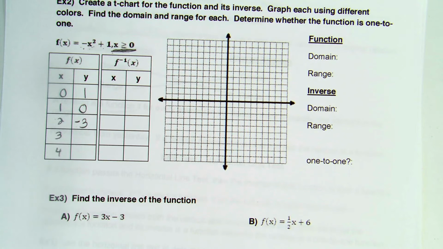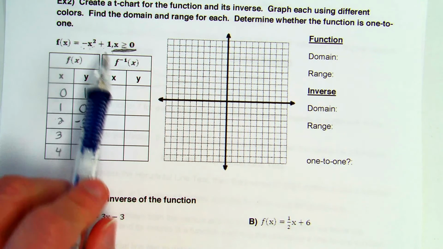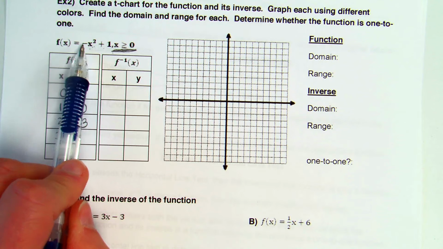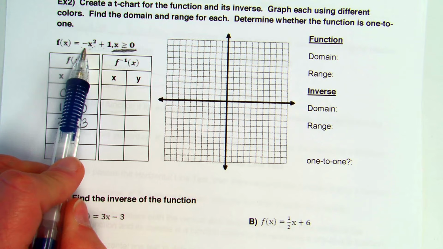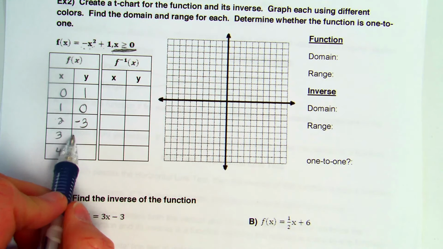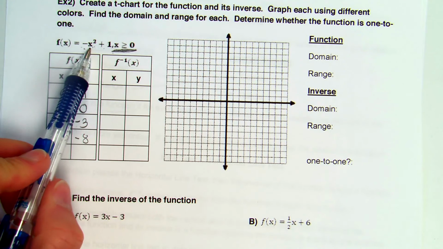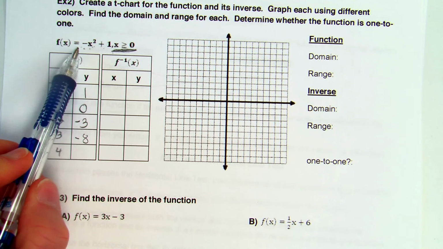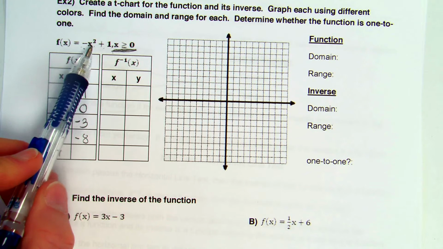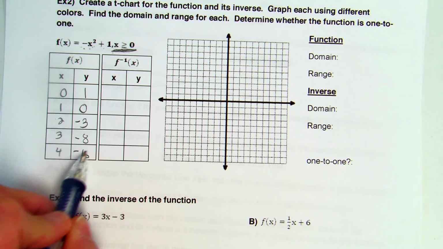All right, 3. Plugging in 3. 3 squared is 9. The opposite of 9 is negative 9. Negative 9 plus 1 is what? Negative 8. Good. Plug in a 4. 4 squared is 16. The opposite of 16 is negative 16. Negative 16 plus 1 is negative 15.